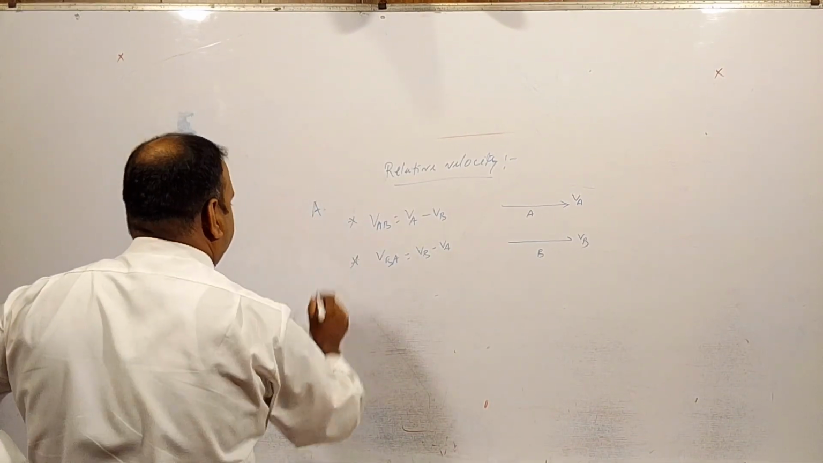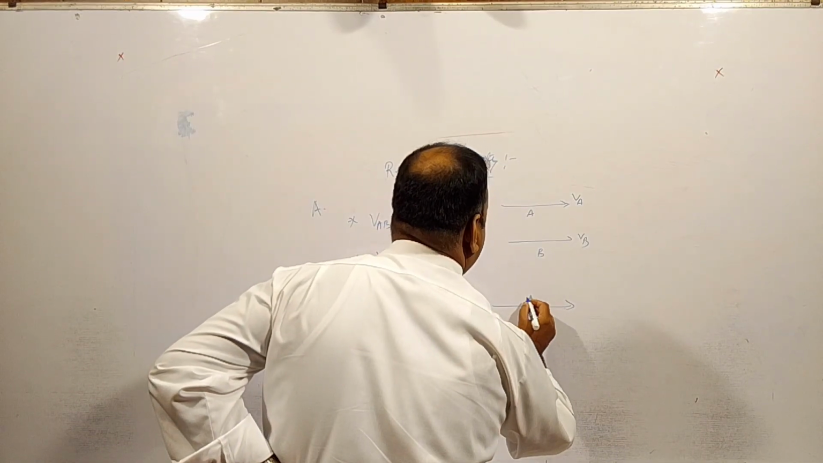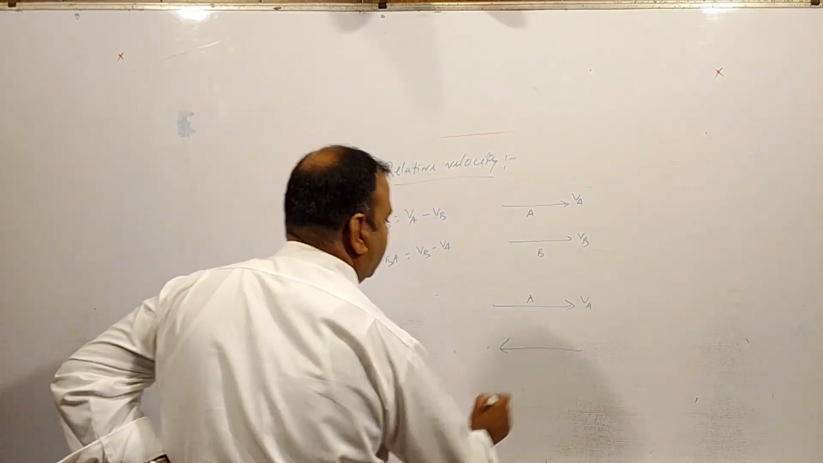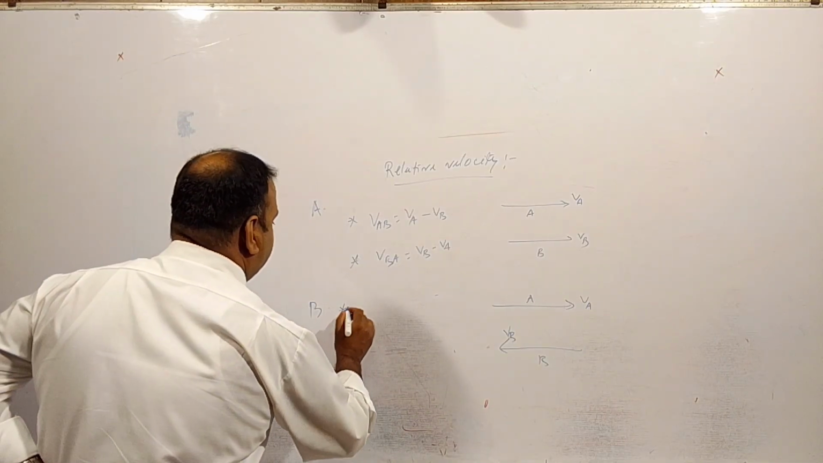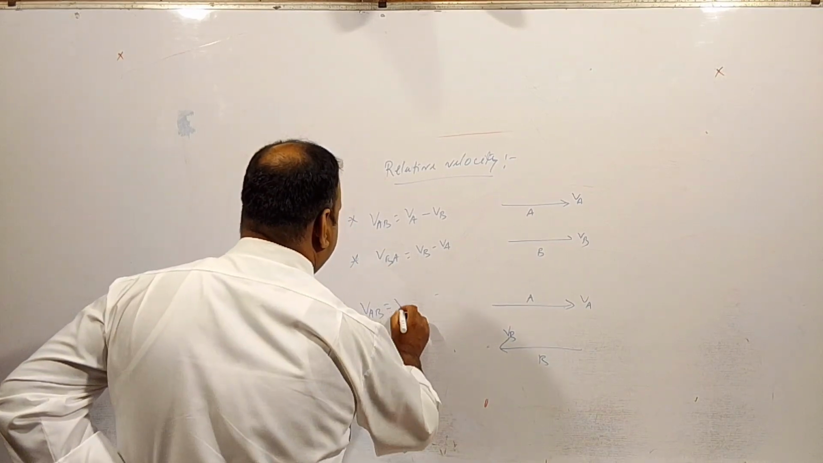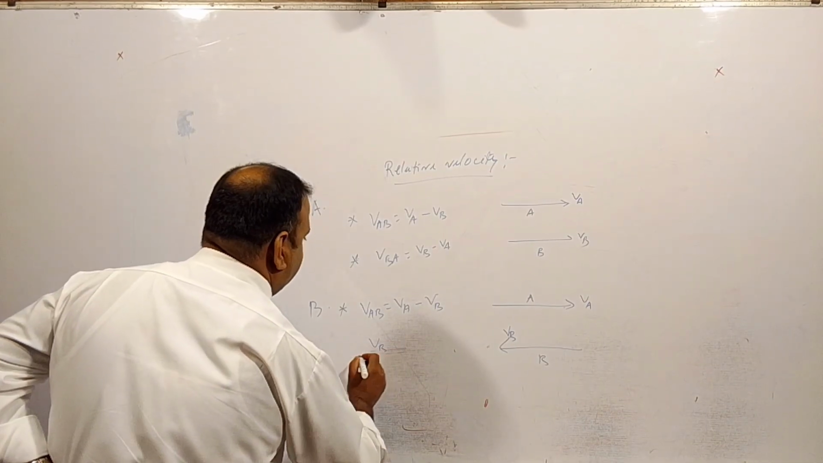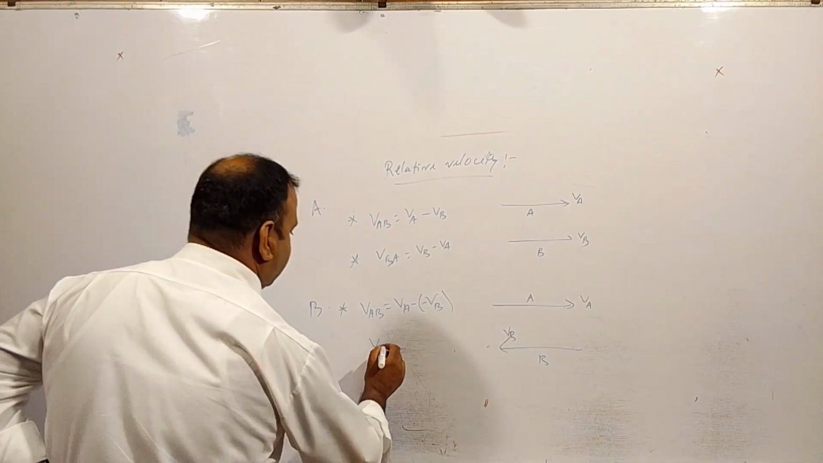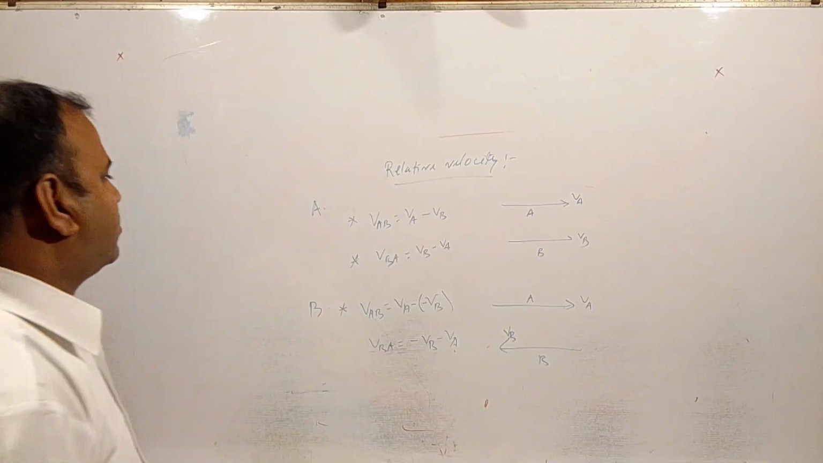Now suppose one particle A is going in this direction, and another particle B is coming back the other way, with velocity VB. Therefore the relative velocity VAB is equal to VA minus VB. But when we write VB, a minus sign comes here, because this particle is going in the opposite direction. So it is VA minus (minus VB). This is the formula.